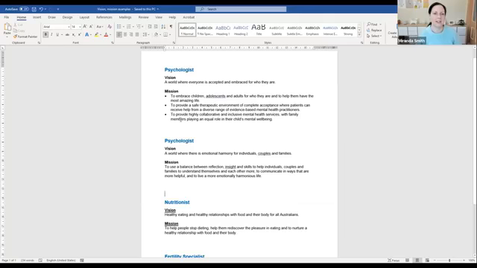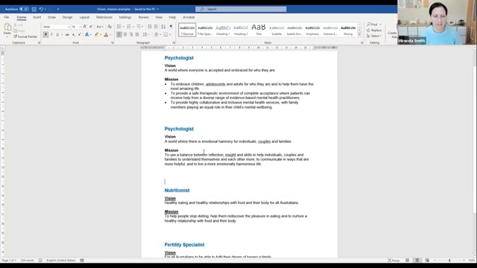One psychologist's vision is a world where everyone is accepted, embraced for who they are. And their mission relating to that, what they do on a day-to-day basis to try and achieve that vision, is to embrace children, adolescents and adults for who they are, and to help them have the most amazing life, to provide a safe therapeutic environment of complete acceptance where patients can receive help from a diverse range of evidence-based mental health practitioners, and to provide highly collaborative and inclusive mental health services with family members playing an equal role in their child's mental well-being.